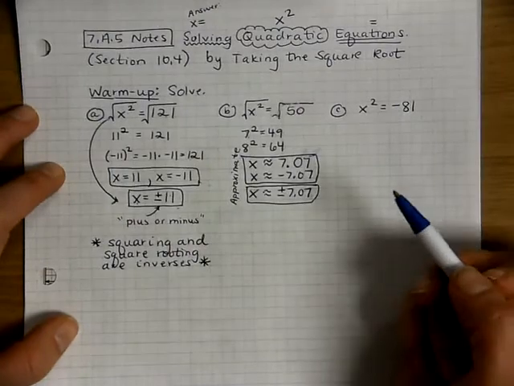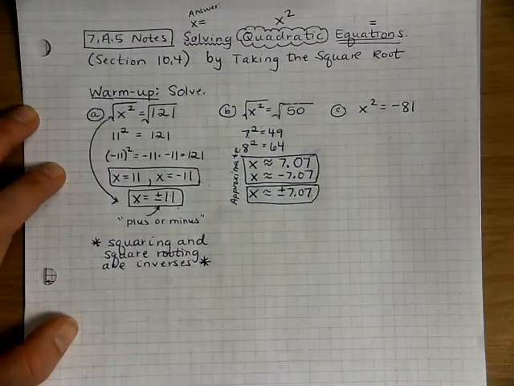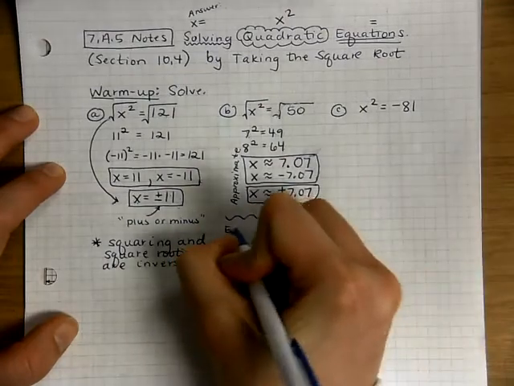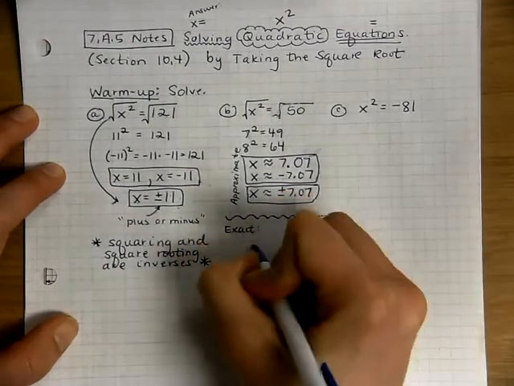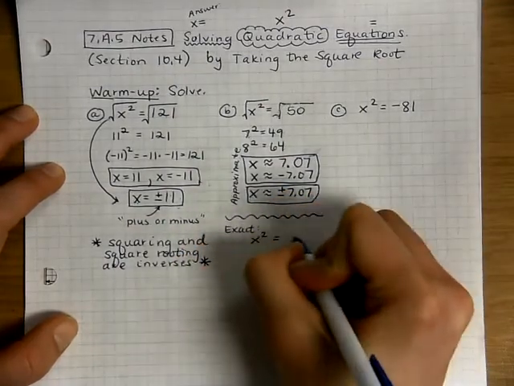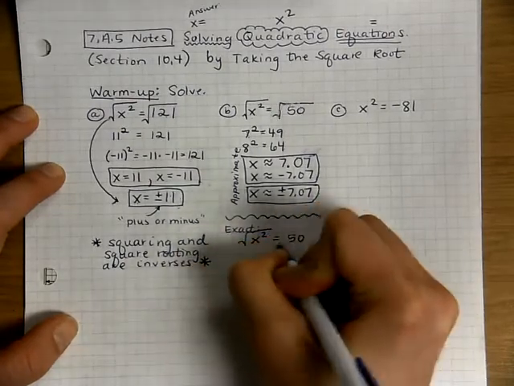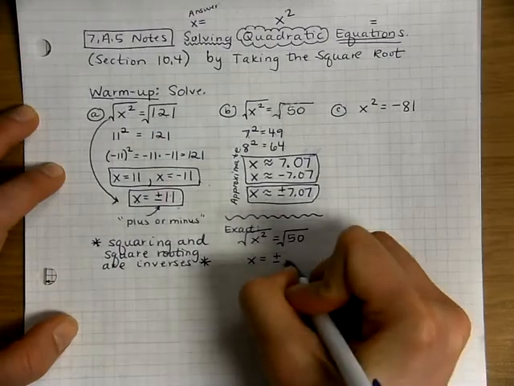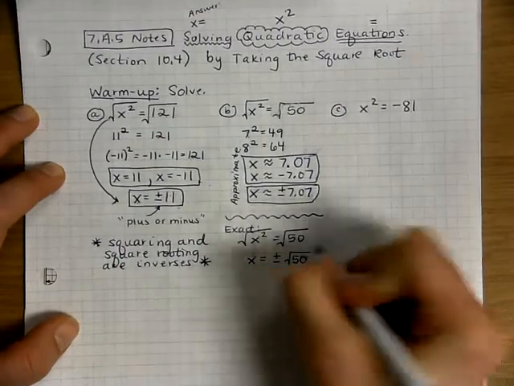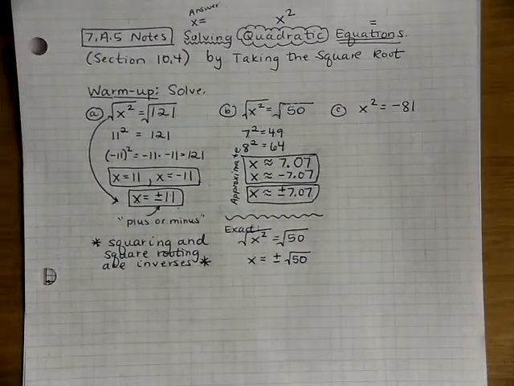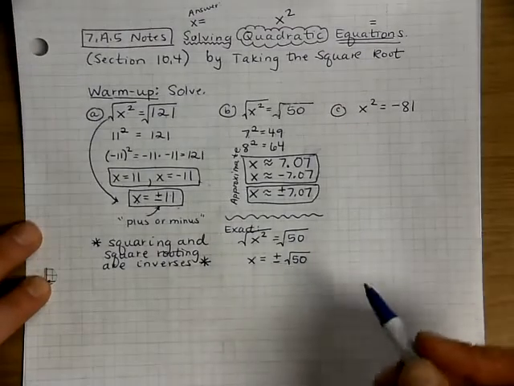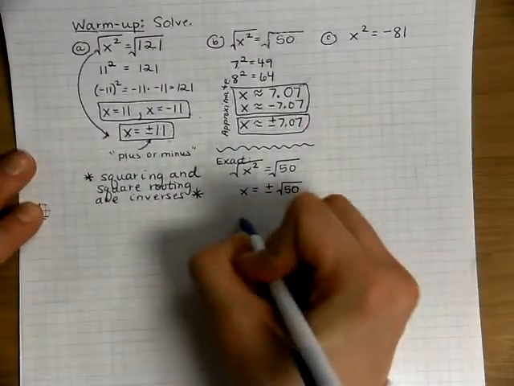If you want the exact answer, we have to do what we did yesterday. So I'm going to put a little squiggly line here. Now we're going to focus on the exact answer. If we have x squared equals 50, we take the square root of both sides. We will get x is equal to the positive and negative square root of 50. Yesterday we talked about how to simplify this. In order to simplify this, I'm going to do it right below.